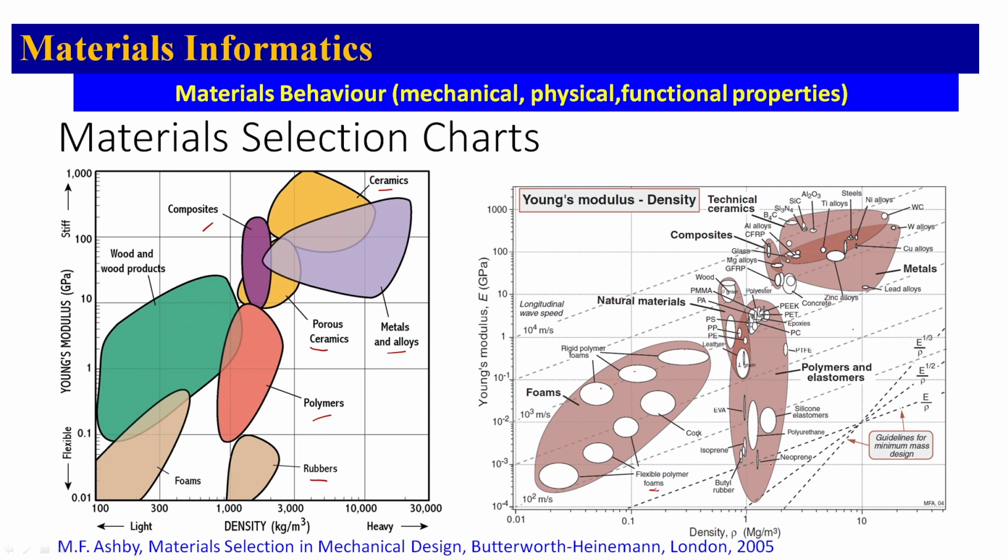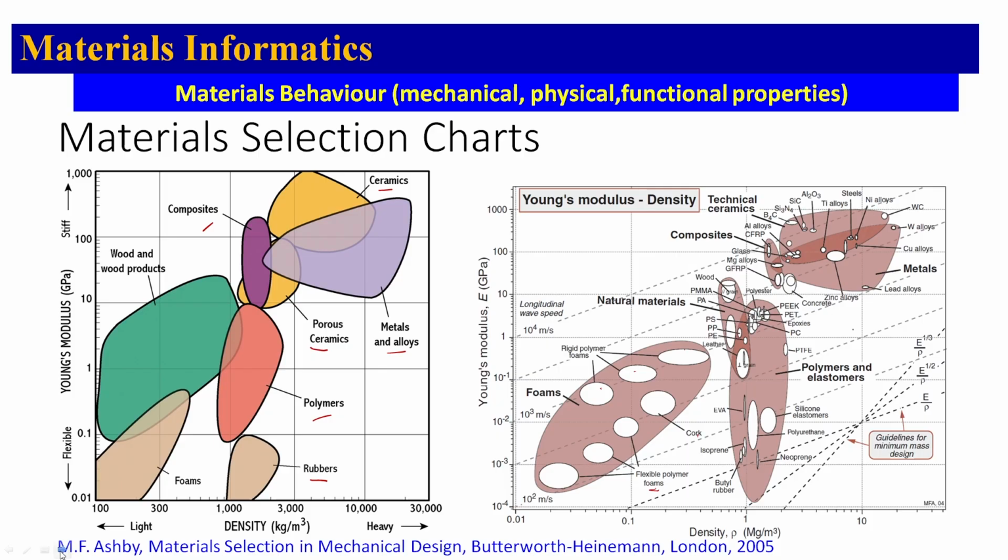Nowadays, you can get this information on a CD-ROM, or maybe on a pen drive, and use it. So, the creation of data looks very, very important for materials informatics, and this is an authentic source of the material selection charts, an authentic source of data. Please keep in mind, once you get time, go through this book by Michael Ashby, Materials Selection in Mechanical Design.